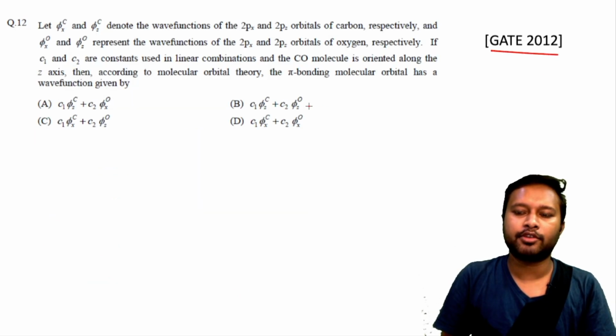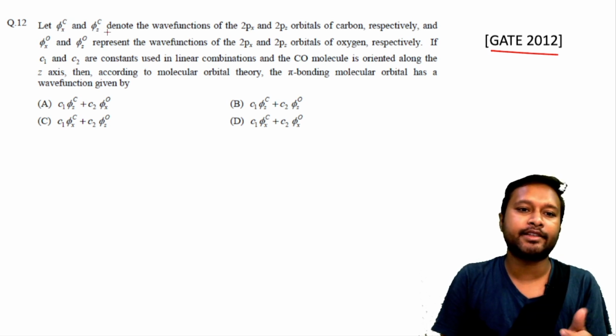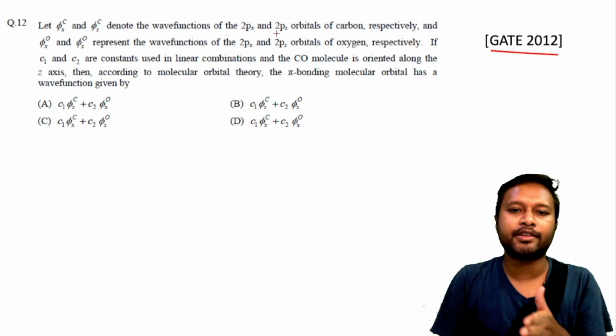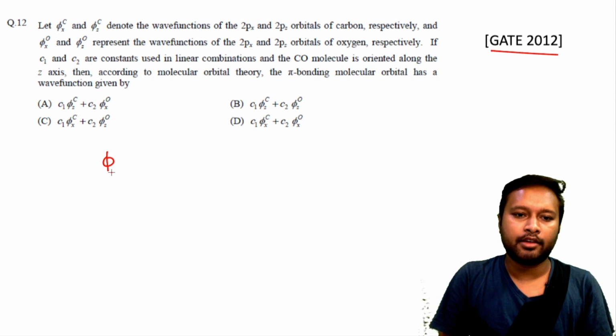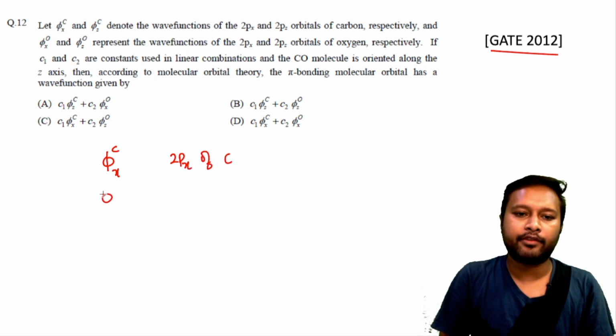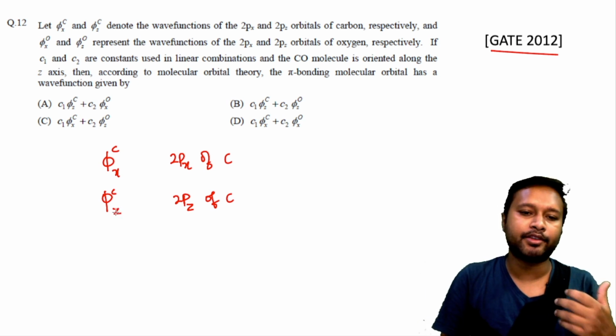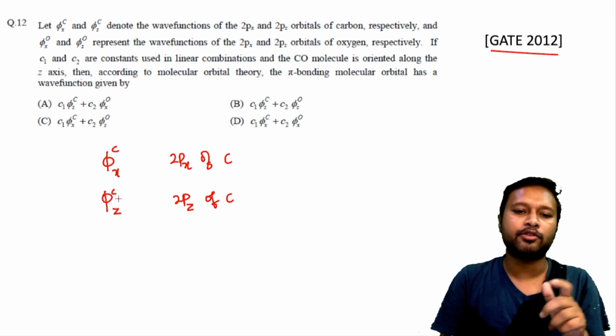Alright, so let's talk about this question which was asked in the GATE 2012 exam. It says let phi xc and phi zc denote the wave function of the 2px and 2pz orbital of carbon. Okay, so understand this. This phi xc denotes the x orbital of carbon. This c is denoting carbon, x is denoting the x orbital, like the 2px orbital of carbon, and phi zc is representing the 2pz orbital of carbon. This z is representing that it is 2pz, this c is representing that it belongs to carbon.